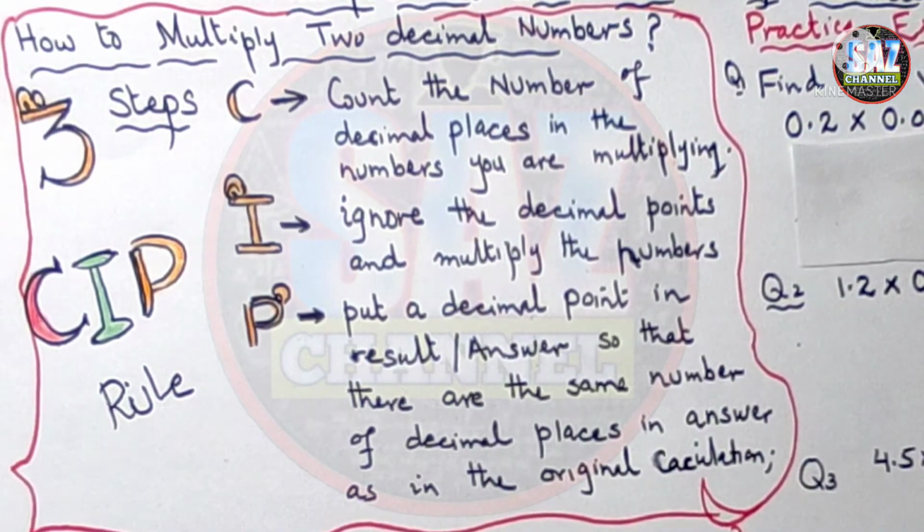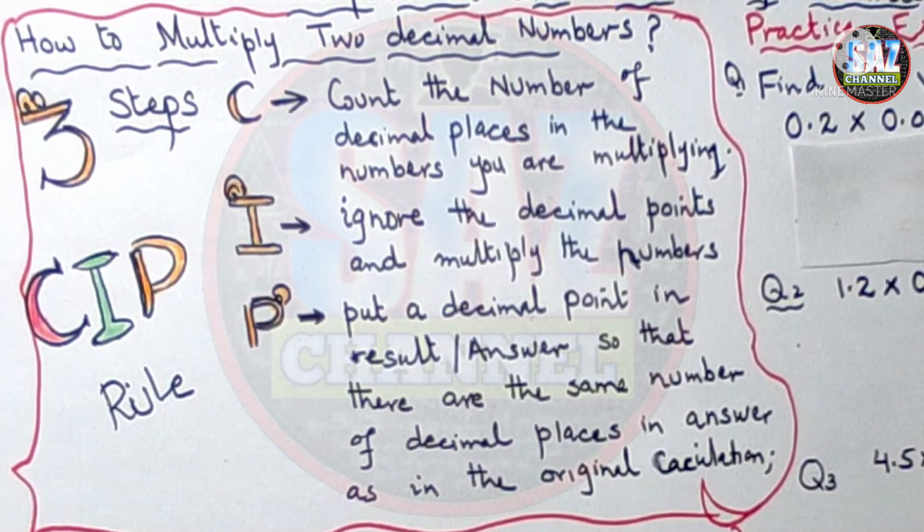So I hope when you are doing your multiplication questions of decimal numbers, you will follow the CIP rule easily: count, ignore, and put the decimal back after counting the number of decimal places in the question.